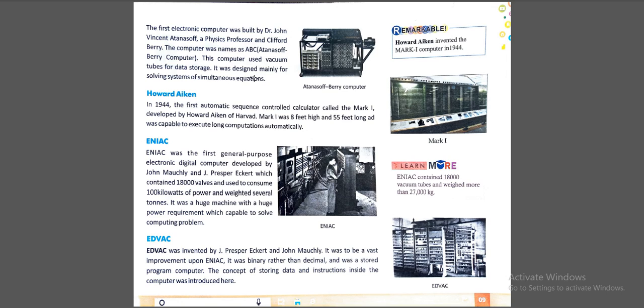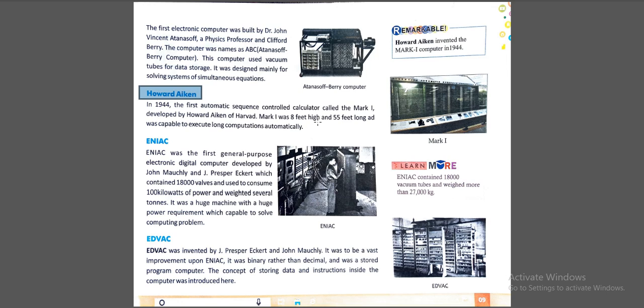Next is the Harvard Mark I. In 1944, the first automatic sequence controlled calculator, called the Mark I, was developed by Howard Aiken of Harvard.